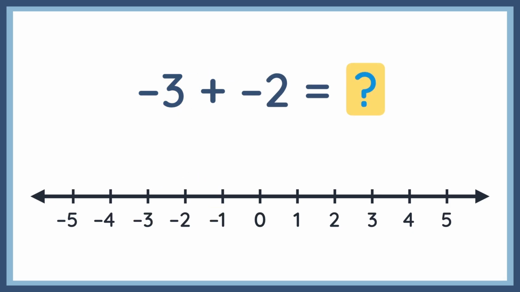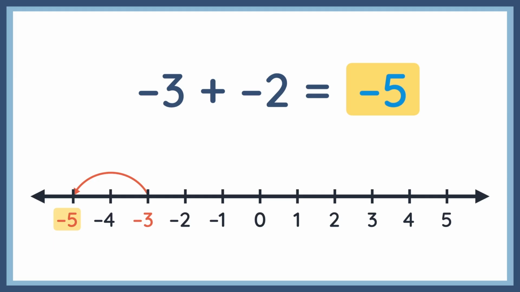What if both numbers are negative? Let's find negative 3 plus negative 2. We'll start at negative 3. Then, since we are adding negative 2, we'll move 2 units to the left. We land on negative 5.